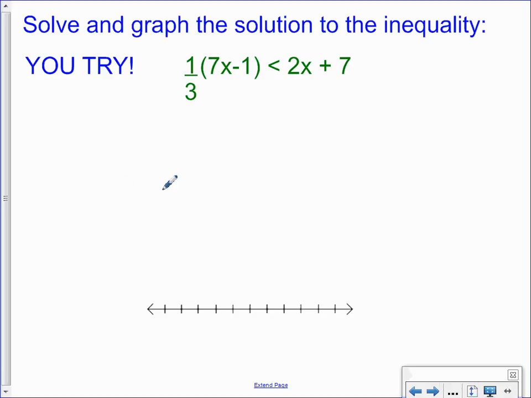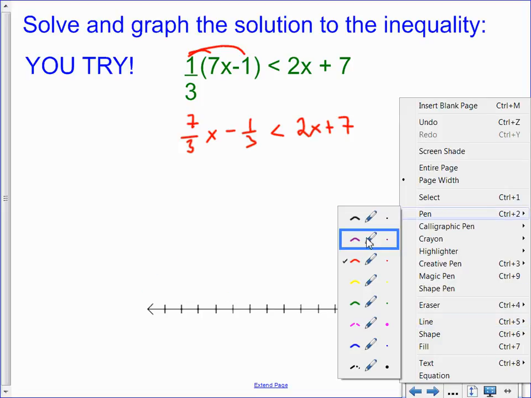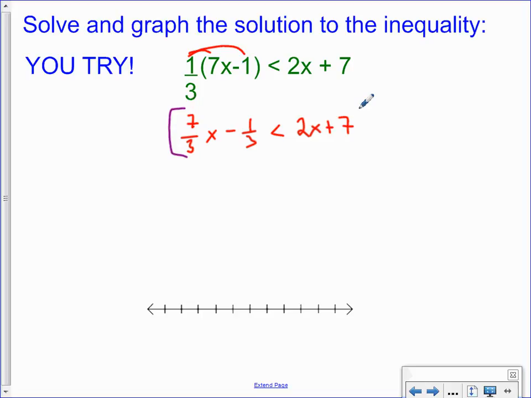Okay, so hopefully we came up with the same solution. Depending on what you did first, I'm going to go ahead and multiply out that 1/3. So you'll have 7/3 x minus 1/3 is less than 2x plus 7. Get rid of those denominators by multiplying by the denominator. That cancels out the 3, but don't forget to also multiply this by 3. So you have 7x minus 1 is less than 6x, that's a 6, yeah, plus 3 times 7 is 21.